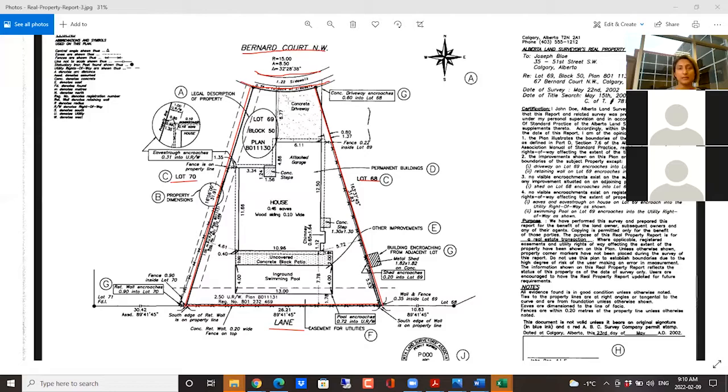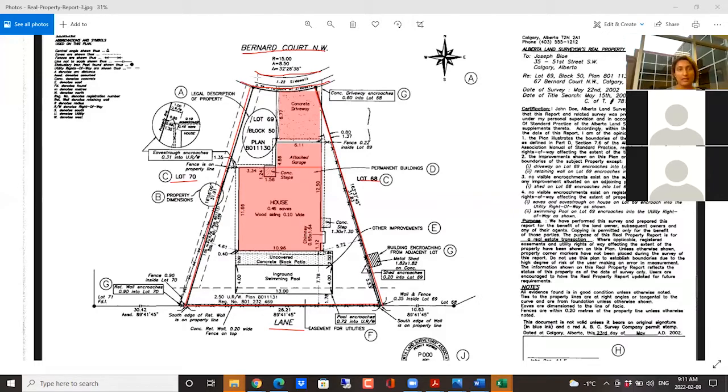What we can see here is the concrete driveway. There's the driveway, and then we have an attached garage, and then this is the house itself. It shows us that there are concrete steps into the house. So basically, the real property report shows improvements in relation to the boundary of the property. We saw where the property boundaries were, and now we see where the improvements are, where everything is built in relation to the property boundary.